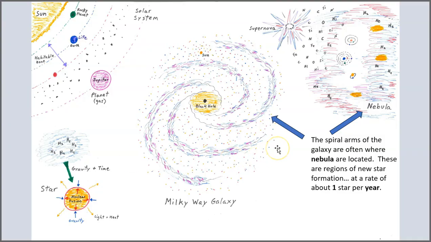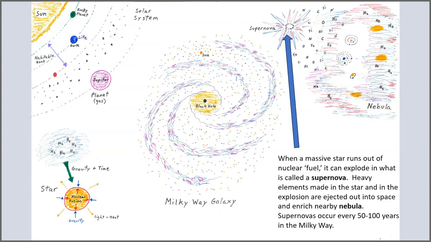The spiral arms of the galaxy are often where nebulae are located, and these are regions of new star formation. Scientists estimate a rate of about 1 star per year in the Milky Way. So these little blue and red splotches here are nebulae, and here we have a magnification of a nebula. Nebulae would be plural, nebula singular.